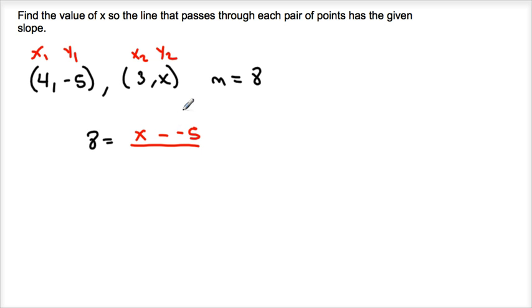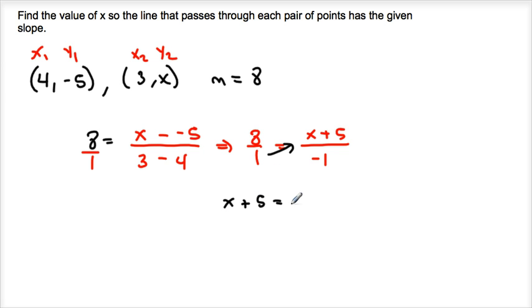over, okay, this minus sign belongs to the formula, this minus sign belongs to the coordinate, so x minus -5 over 3 minus 4. I'm going to put this x over 1, so I have 8 over 1 equals x plus 5 over 3 minus 4, which is -1. I'm going to cross multiply here, so I have x plus 5 equals -8. Subtract 5 from both sides. x equals -13.